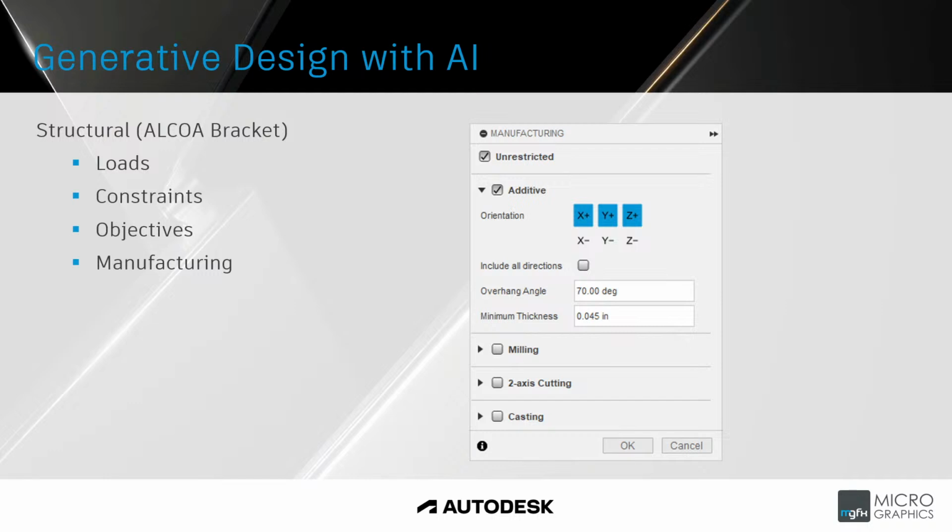Milling. So under milling, if we expanded that out, we would have various milling options: 2.5 axis, 3 axis, 5 axis machining. And that would generate components that can be machined using the selected milling criteria. We also have 2-axis cutting for like, let's say water jet or laser cutting, and then casting, which is a die casting process. It'll create a shape that is possible to be die cast.